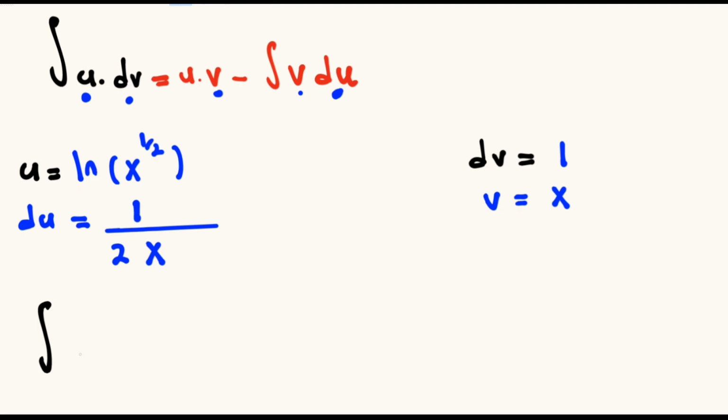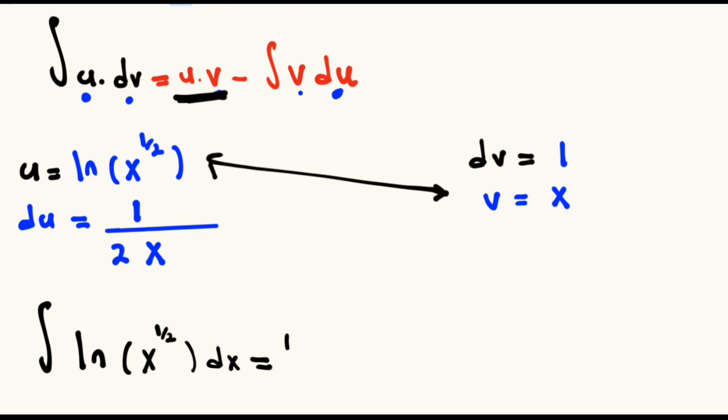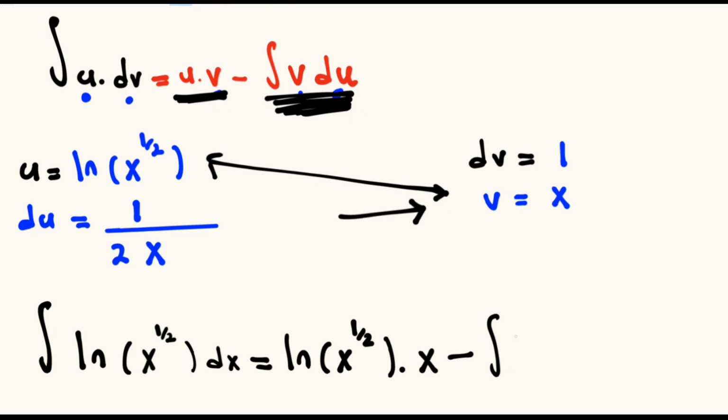So the integral of the ln of x raised to the power half dx will be equal to u multiplied by v, and our u is equal to the ln of x raised to the power half, and the v is equal to the x, minus the integral of v multiplied by du, and our v is equal to the x, and the du is equal to 1 divided by 2x, and our integral is with respect to x.